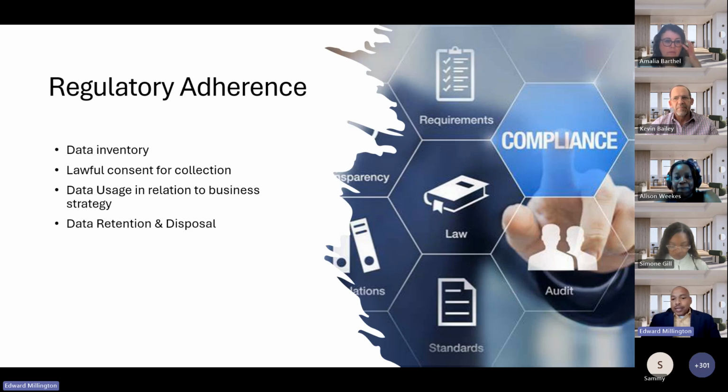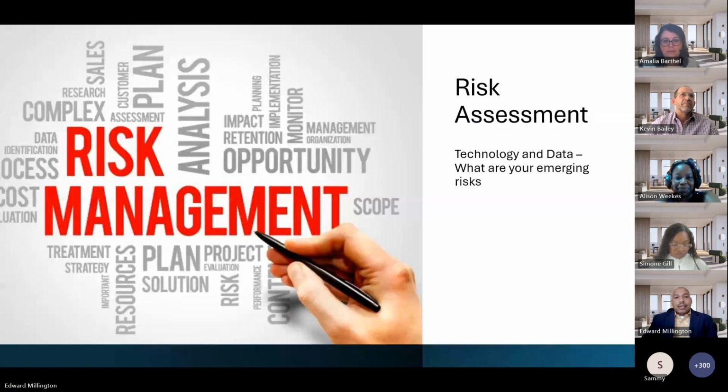Let's move to the next subject because we're running out of time here. So risk assessment, as we've been talking about, you have technology and data. What are some of the emerging risks? What we're referring to here, everyone, is that, as Amalia brought up, we're using AI, we're now inside the cloud, we're using SaaS applications, we are backing up in many different places. There's also a possibility that we might be transferring data to another data controller or data processor, etc.